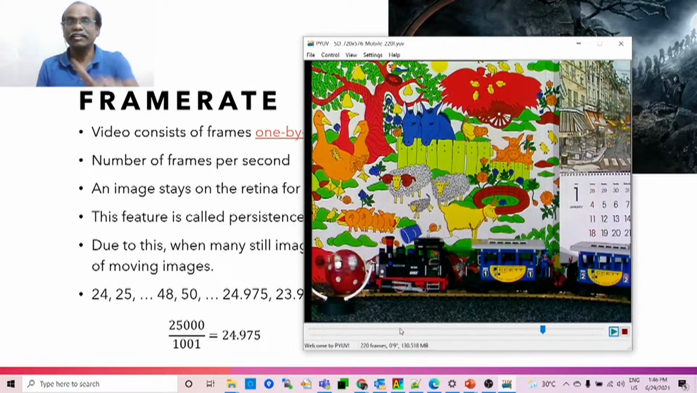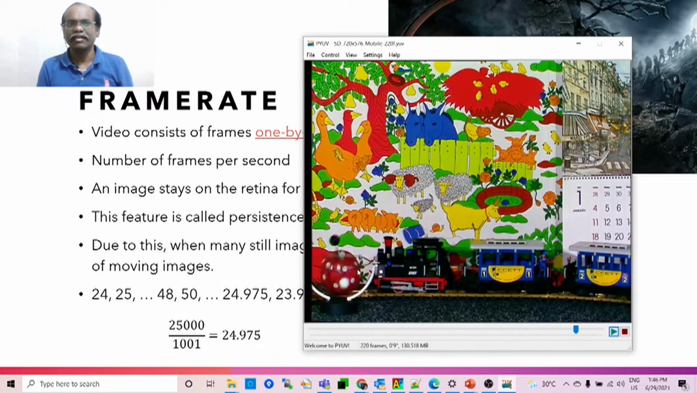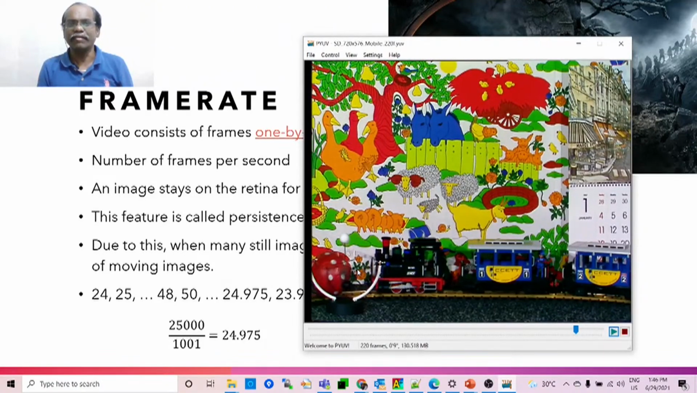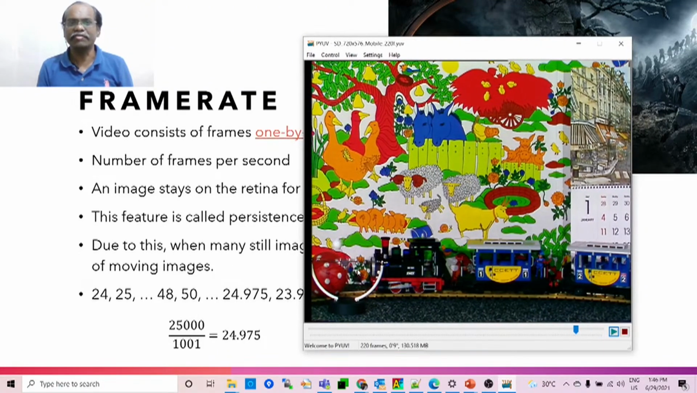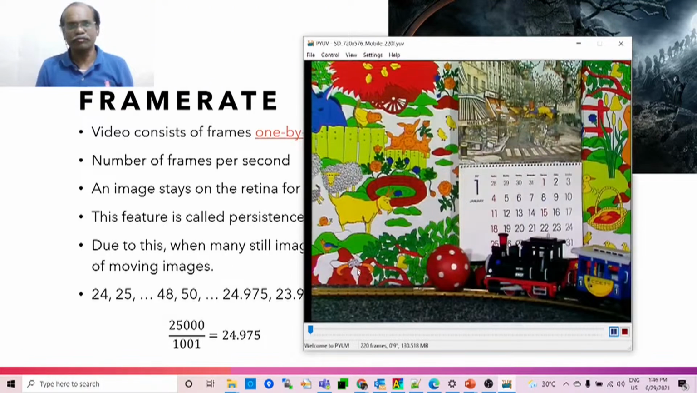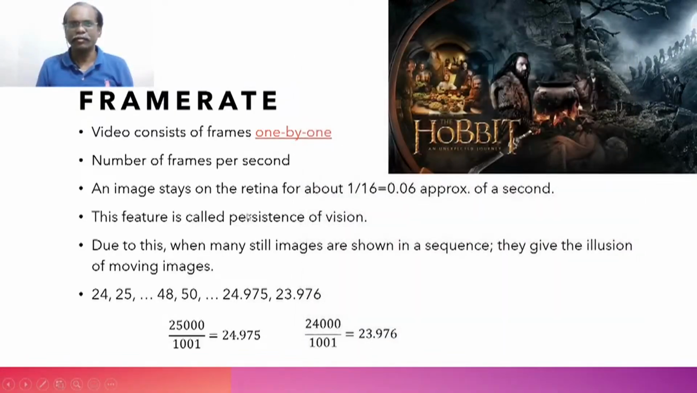Each frame, next frame, next frame, next frame, like that. So it is a continuous motion, right? So now you understood. The continuous photographs are shown to you, and your brain will think that it's a video, right?